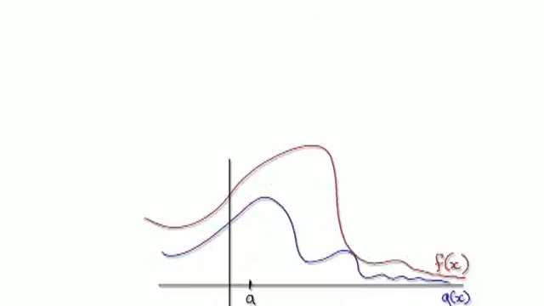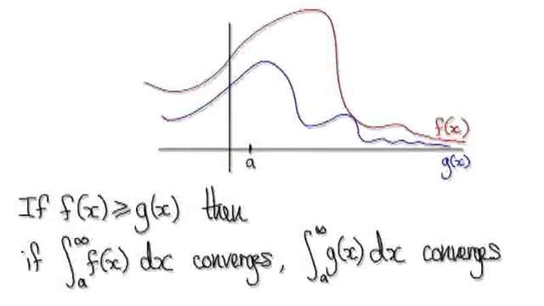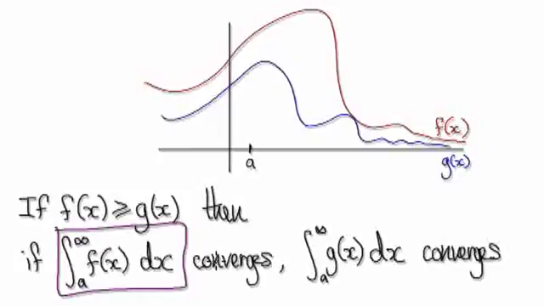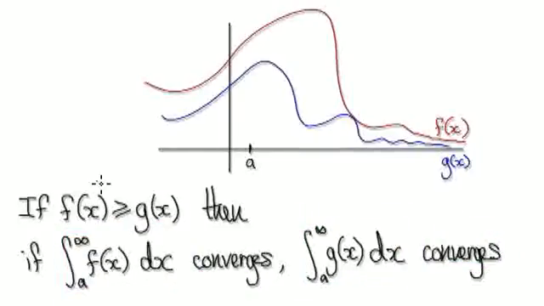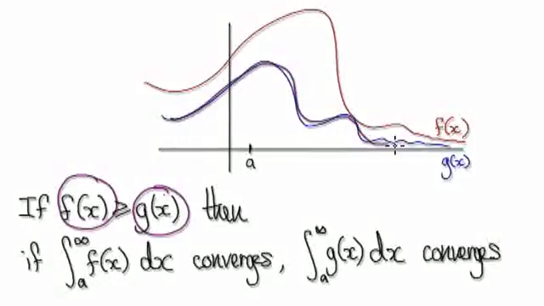Now we're going to move on to a new section, the comparison test. The idea behind a comparison test is that if you have a function that you know is always bigger or equal to another function, then if the integral of the big function converges, then the integral of the smaller function will also converge. So for example, here you know that f of x is always bigger or equal to g of x here.